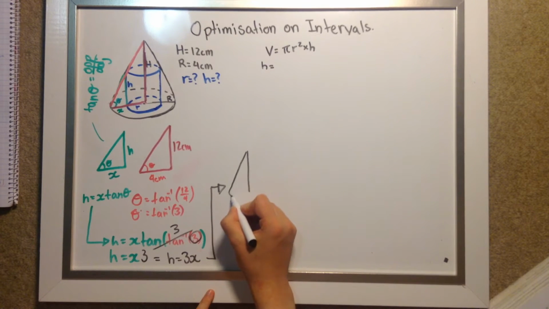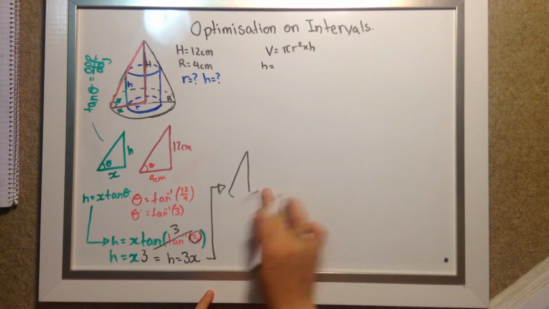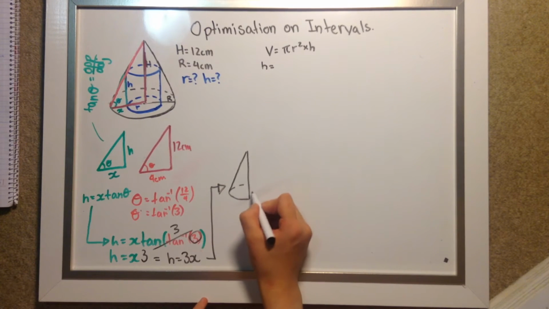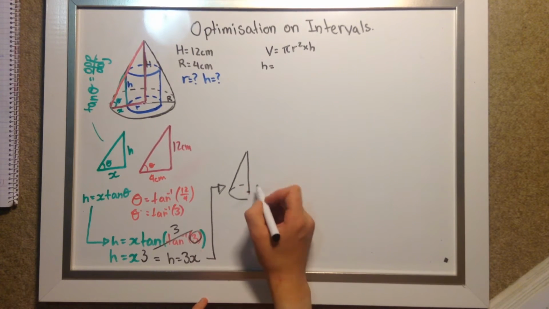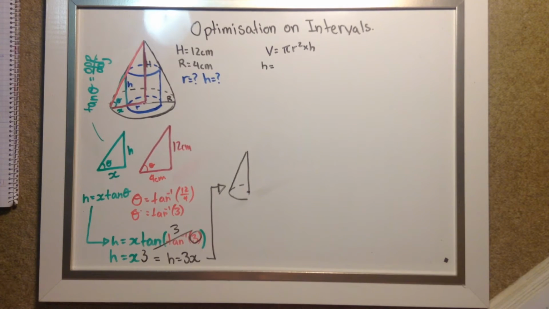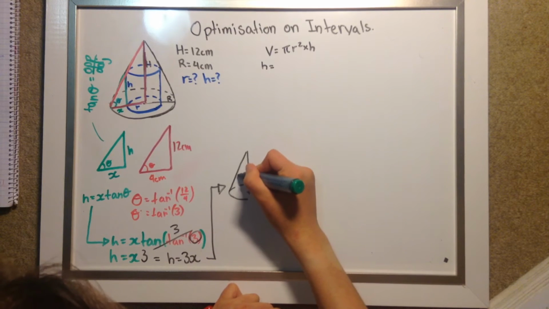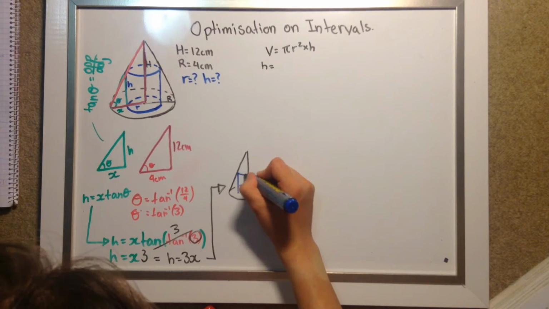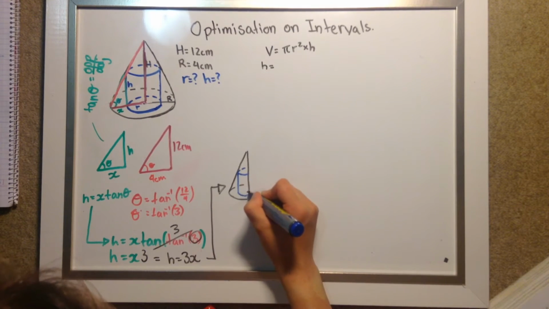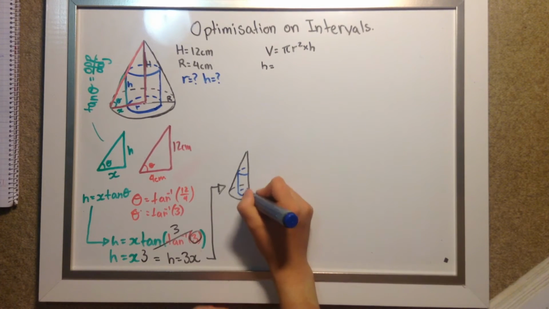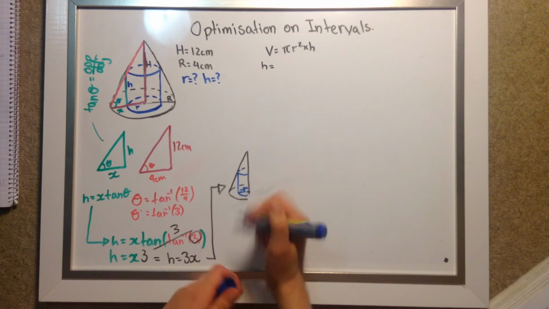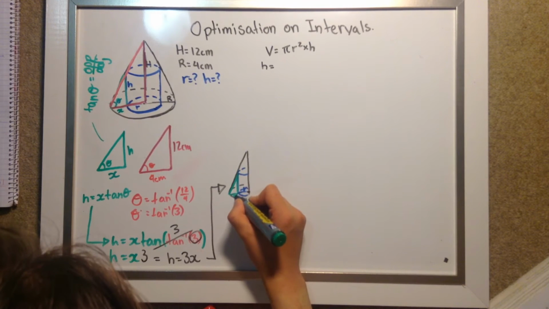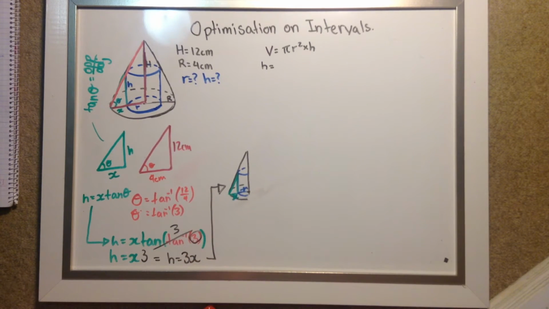So imagine this is just one half of the cone, because I cannot be bothered to draw the other half. So here's your green triangle. Actually, I'll just draw in the cylinder first. So here's half of your cylinder. Now your radius is this length right there, and your triangle is here, and this is equal to x.